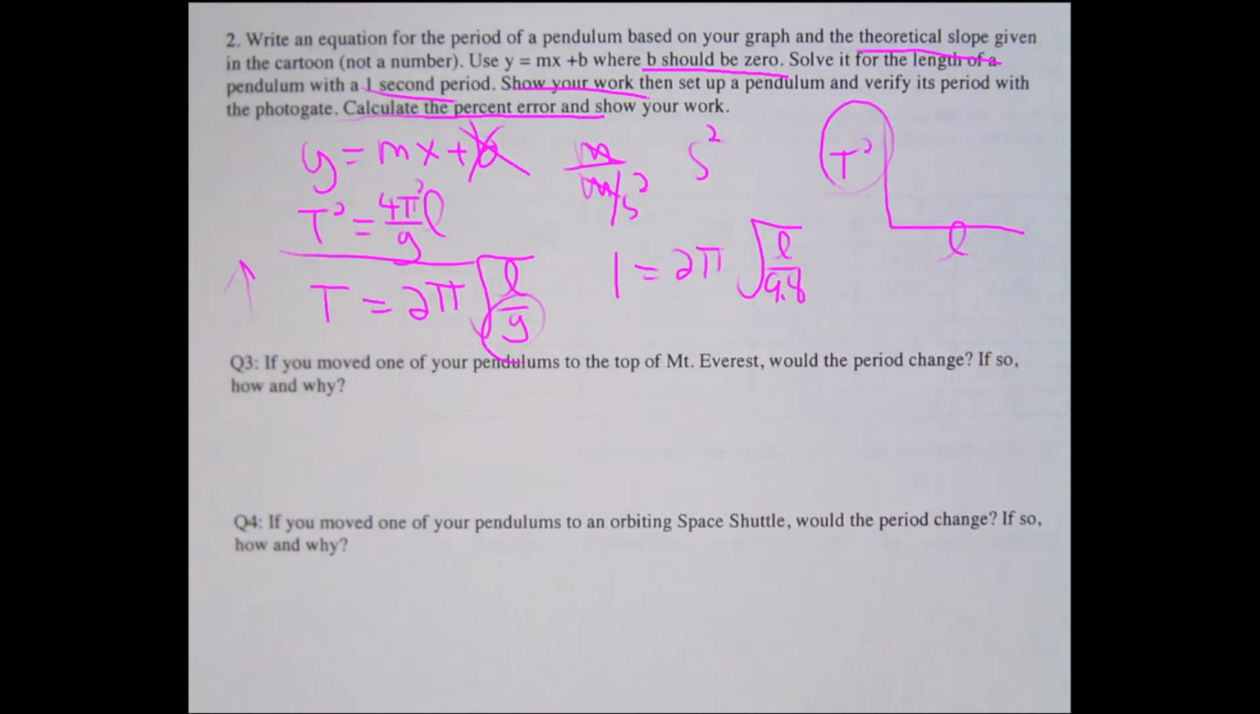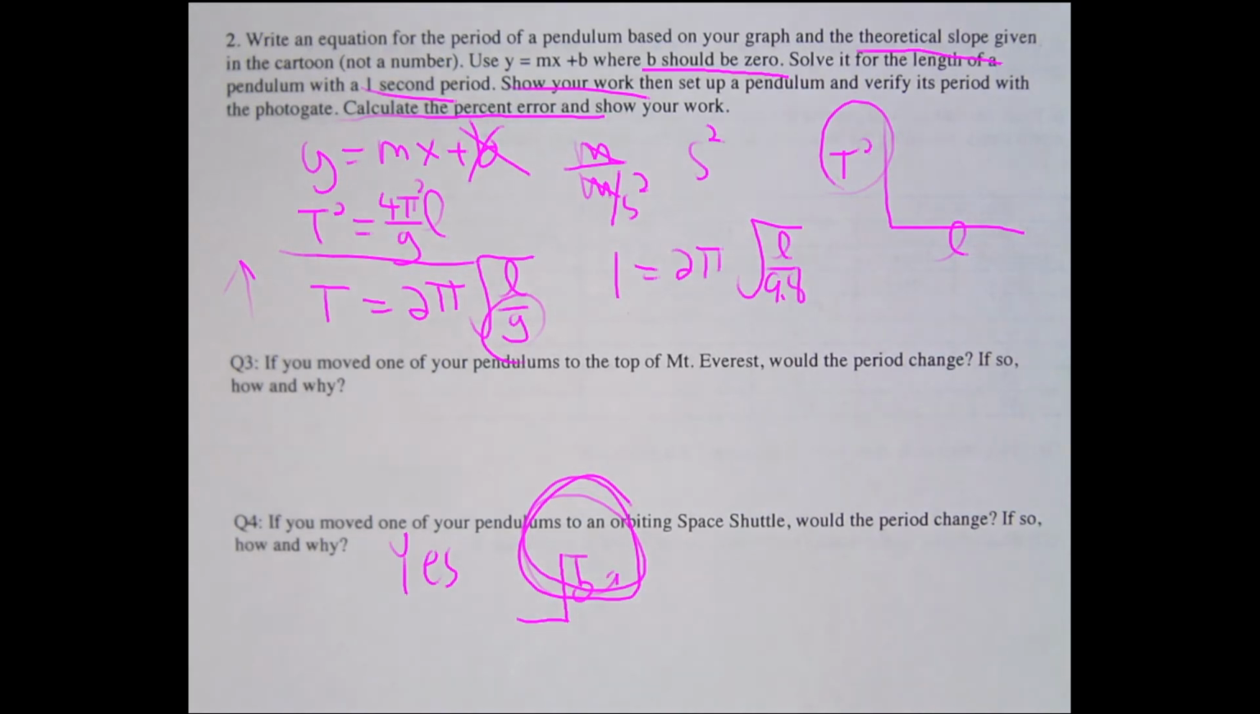And question 4: if you went to an orbiting space shuttle with a pendulum, would the period change? If so, how and why? And the answer is yes, and it depends on exactly what you do. So here's your pendulum, and you're holding it, I guess, and you pull it back and you let go, and what does it do? Well, it would just stay there, so it'd be sort of undefined. But if you gave it a push, then it would go around in a circle, and the period would depend on how hard you pushed it.